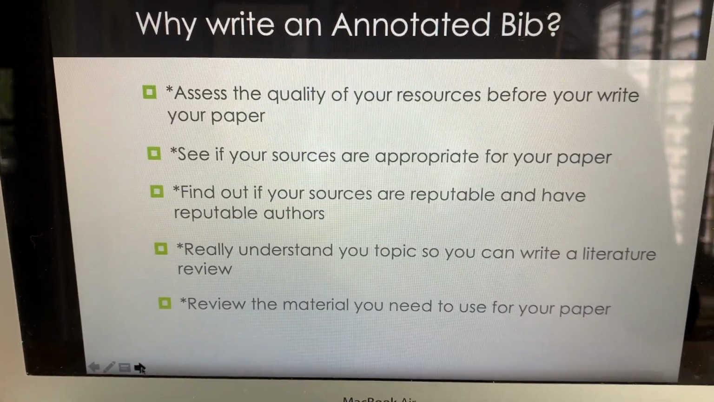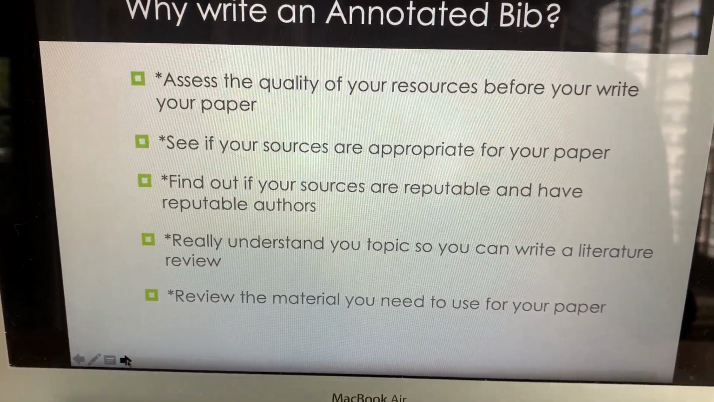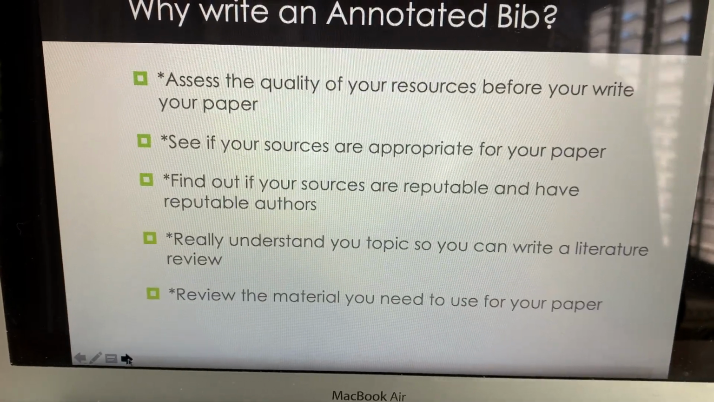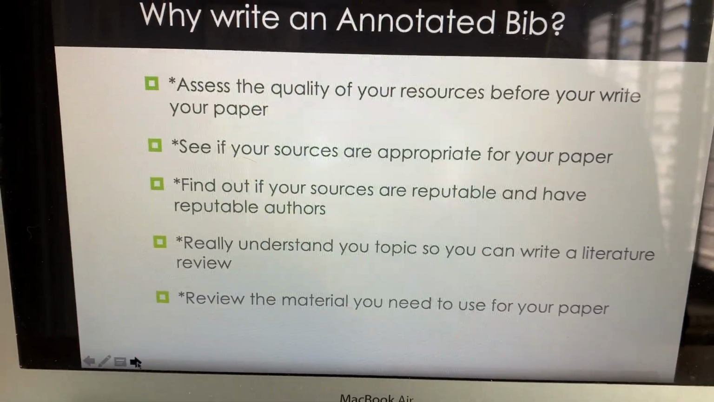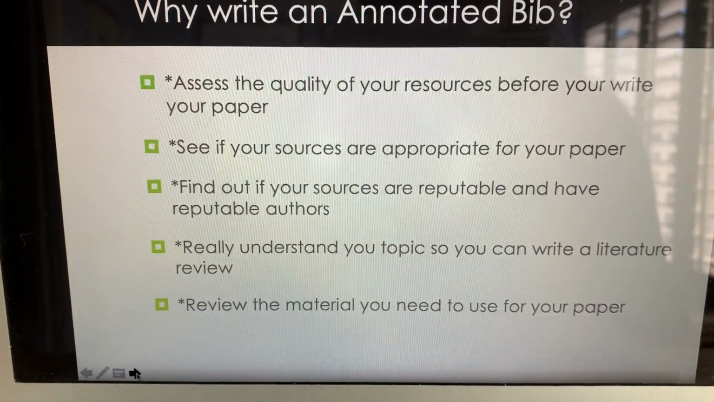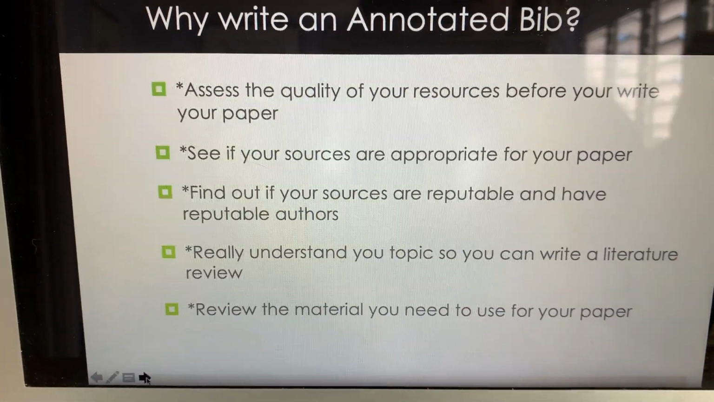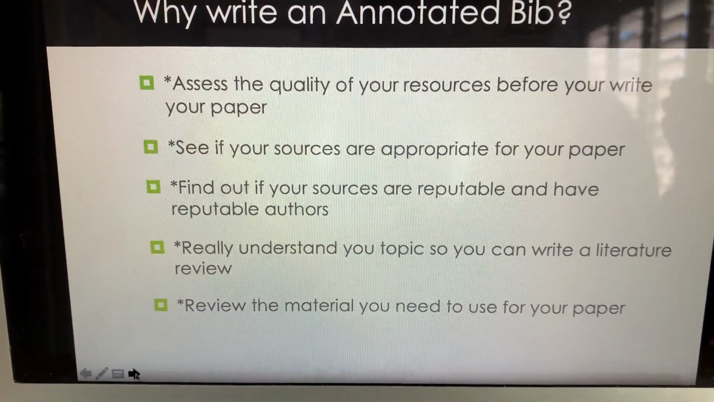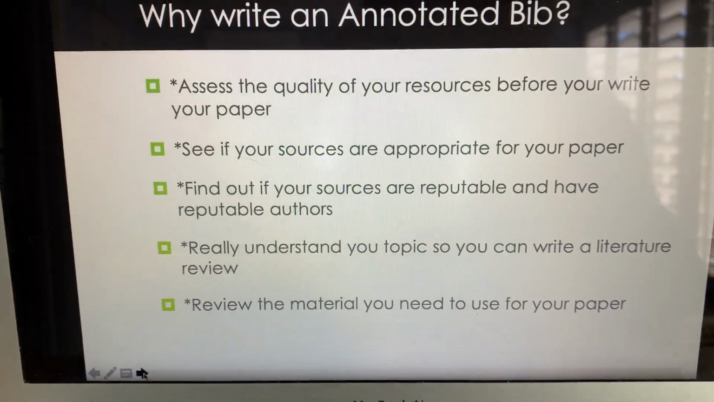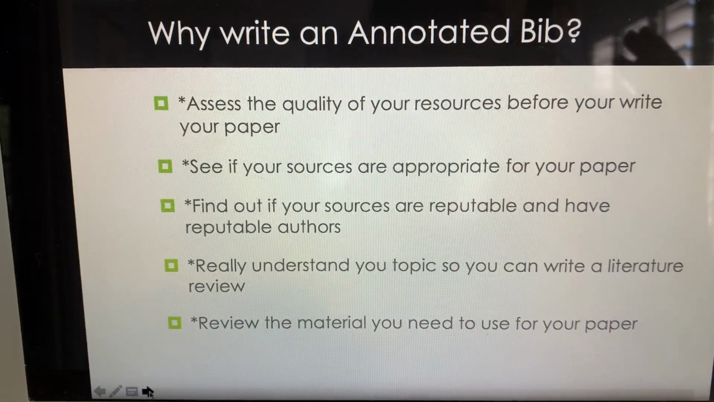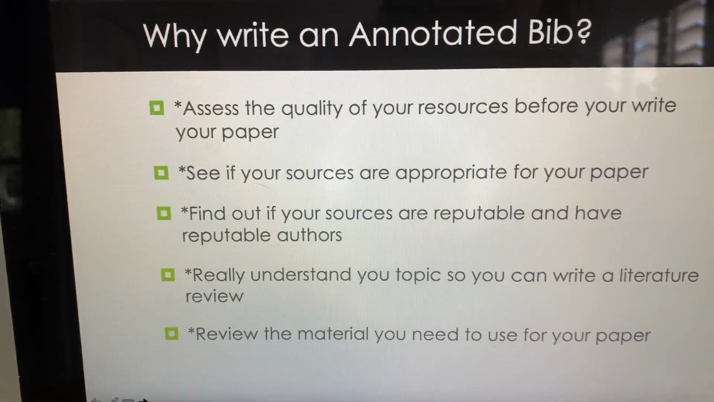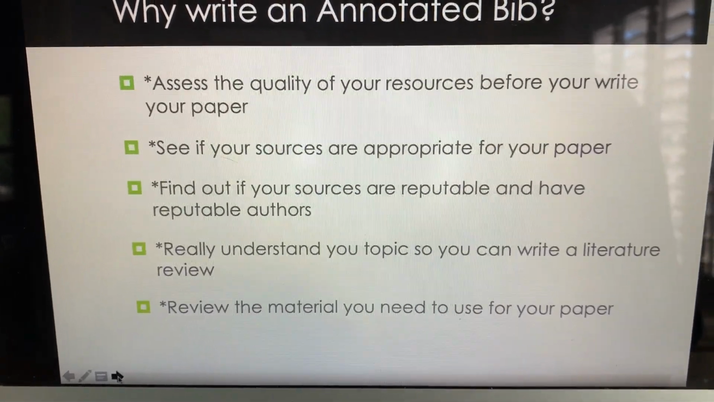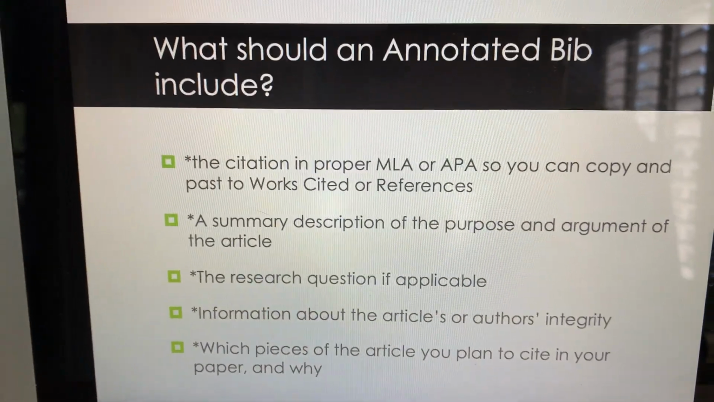But why do we write it? We do it to assess the quality of the resource, to see if your resources are appropriate to your paper, to find out if your sources are reputable, to really understand your topic. This is so important, it can't be overstated. When you take the words of someone else and paraphrase them, and especially summarize them, as we're going to see in an example in a minute, you go from reading something to understanding it, right? So then, of course, we're going to review the material that we need for our paper when we do this.